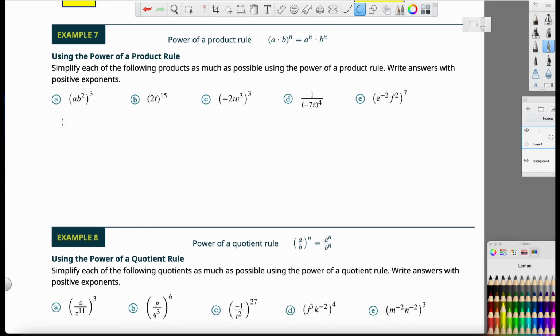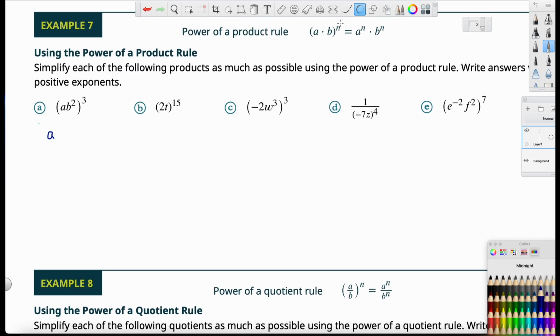Okay, we got the power rule here again. So let's rewrite this expression as a to the first, b to the second, all raised to the third. We're going to distribute the 3 into the other two exponents. So 1 times 3 and 2 times 3. So a to the third, b to the 6th is our final answer, simplified.